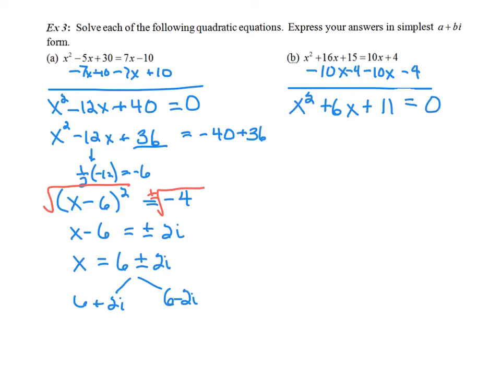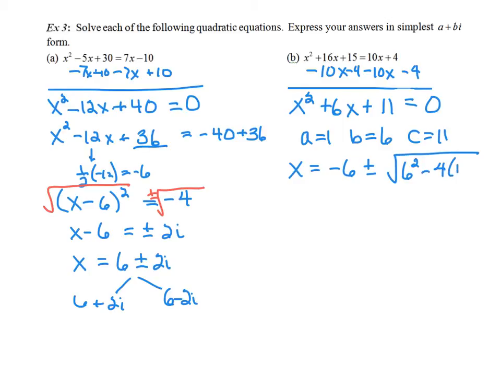Okay, we did completing the square in the last example, so how about if we try the quadratic formula here? So we're going to say a is equal to 1, b is equal to 6, c is equal to 11. So using the quadratic formula, x is equal to the negative of b plus or minus the square root of b squared minus 4 times a times c, all over 2 times a.